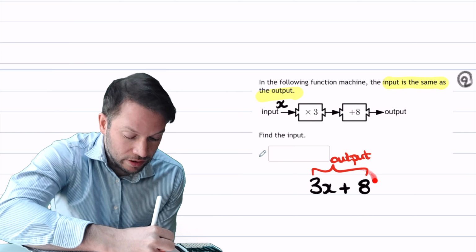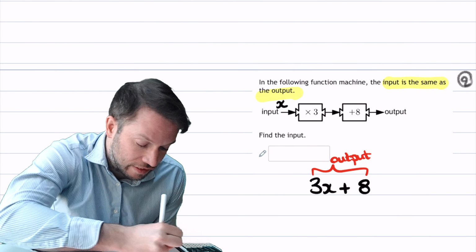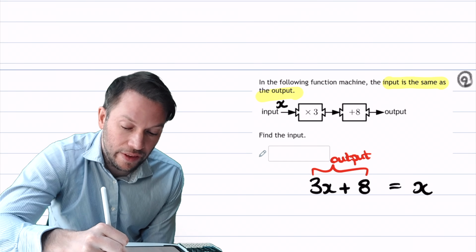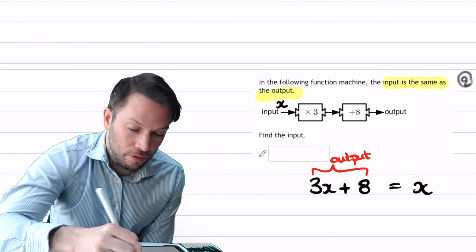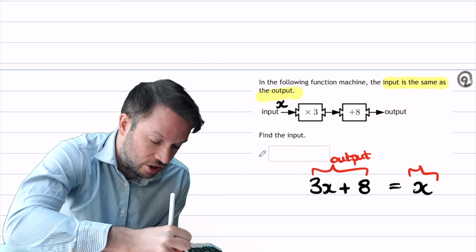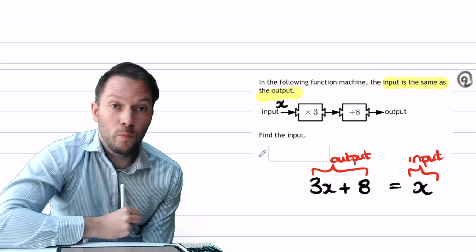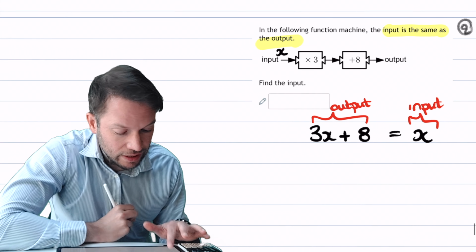So this output of 3x plus 8 is the same as the input, and the input was x. That's what we defined it to be. So now we've got an equation that we can solve. So how do we find x?